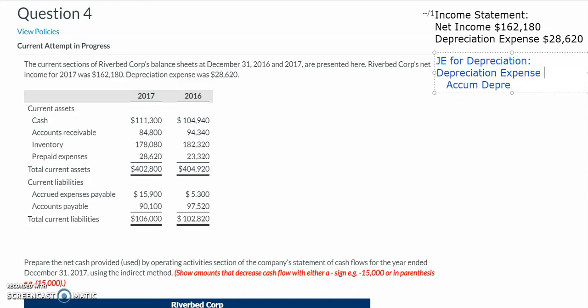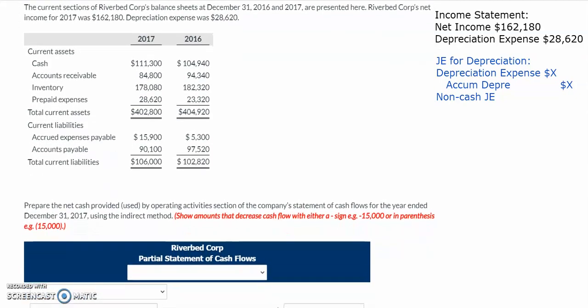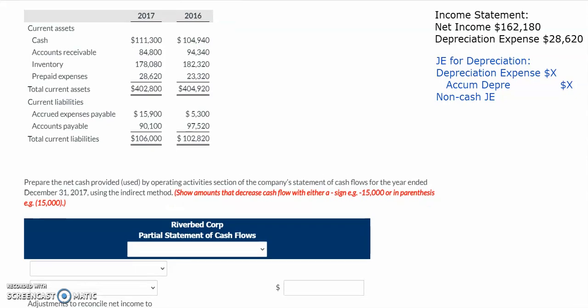So if we're going to look at this journal entry, we notice that there is no cash being affected by this entry. So this is a non-cash journal entry. So in that case, because the depreciation expense reduced the net income, we need to add back the depreciation expense as a reconciling item to net income. So I'm going to scroll down a little bit so that way we can start this part of our statement of cash flows using our indirect method.